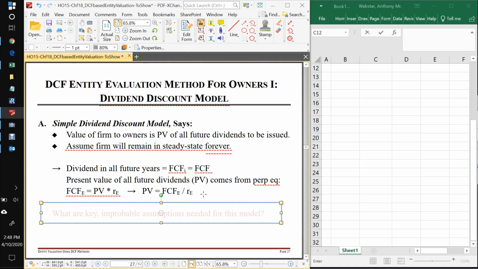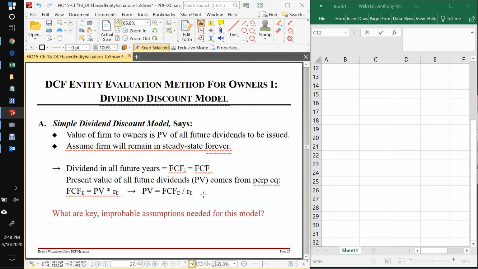This is going to give us a really simple, straightforward model, but as usual in finance, if it seems too good to be true, it is too good to be true. So let's think for a second, what are some key improbable assumptions needed for this model? Well, how about forever? Do you think that there is a firm that is going to last forever? I don't think so.